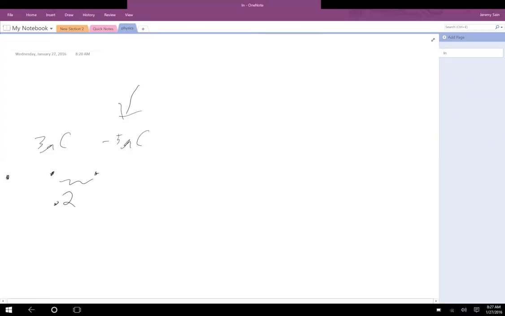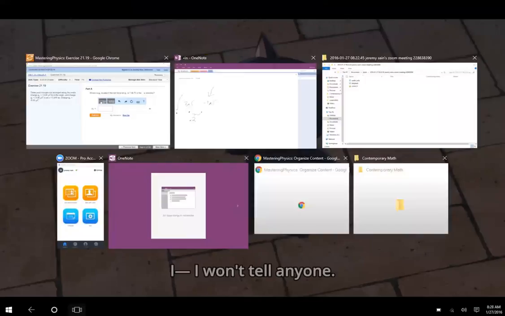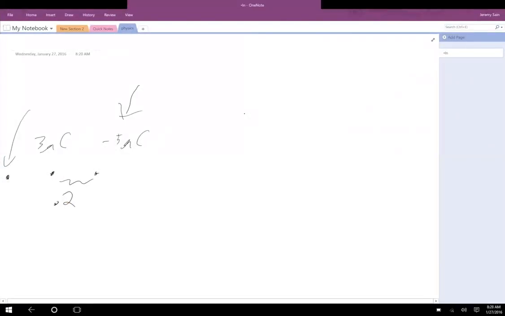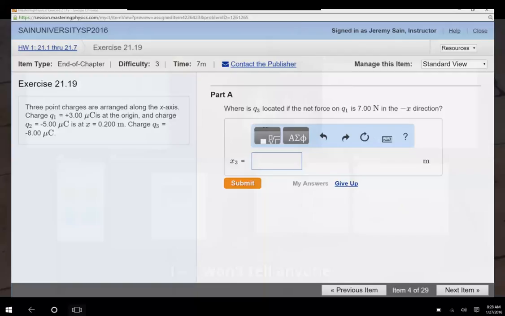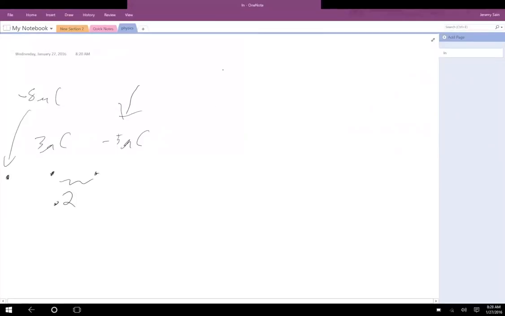So Q3 is somewhere over here. Q3 was also a negative charge, so it's going to be attractive. So for it to be pulling to the left, it has to be on the left. So it was -8 microcoulombs, and the net force was 7 newtons to the left.